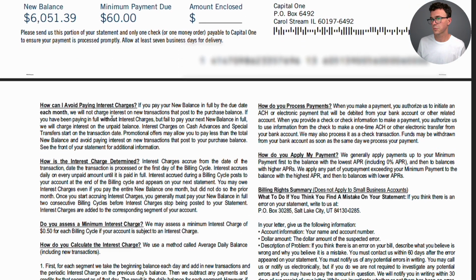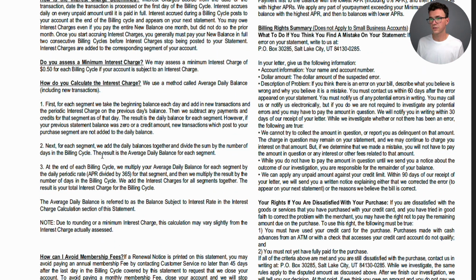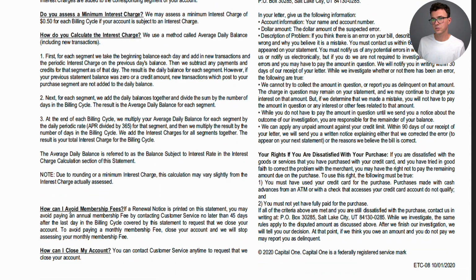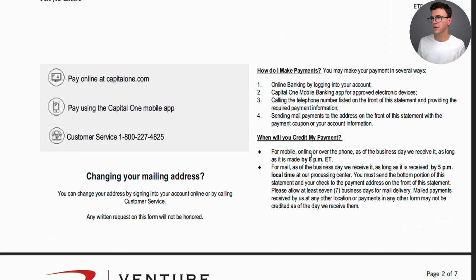Moving on from this part, there's a bunch of fine print. I'm not going to go through all of this, but it covers how to avoid interest, how payments are processed, how the payment is applied, and how interest is determined. If you have any fine print questions, this is where to look. This one I don't understand, about membership fees, when this card has no annual fee, but that's on there anyway. If you're dissatisfied with a purchase, here's what you need to do. There's a section here on all the different ways you can make payments: CapitalOne.com, their mobile app, or calling customer service.